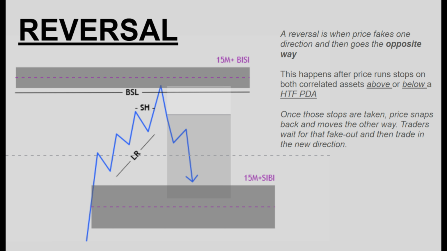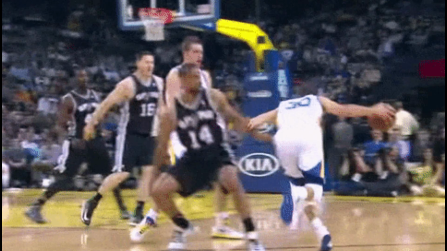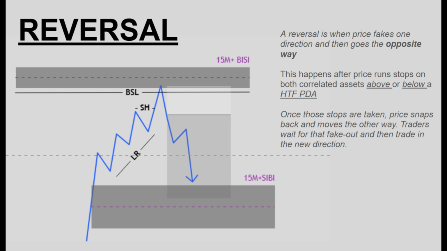Okay, getting into the last phase, reversals. Reversal is when a price fakes one direction and goes in the opposite way. I don't want this to get confused with the entry type style, because an inversion, inverse fair value gap, is a reversal type entry. That doesn't mean we always take reversals.